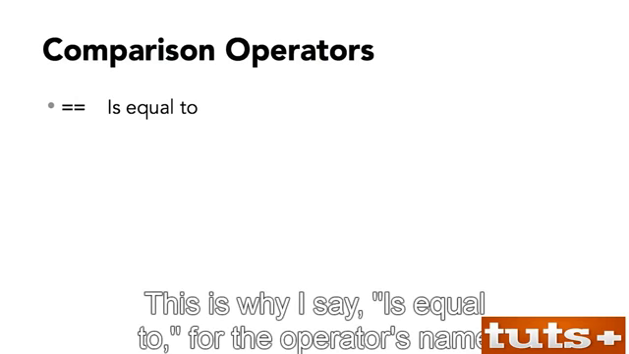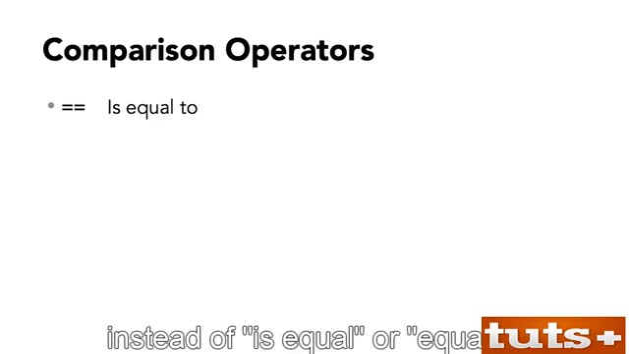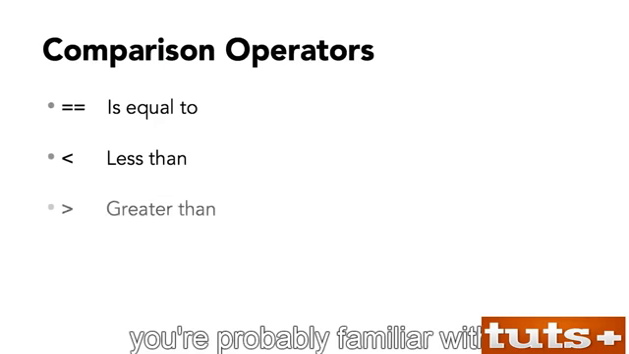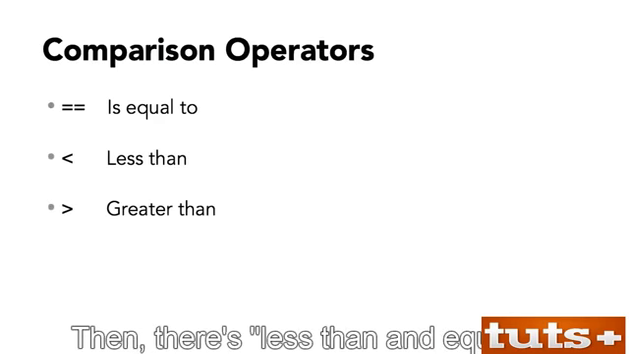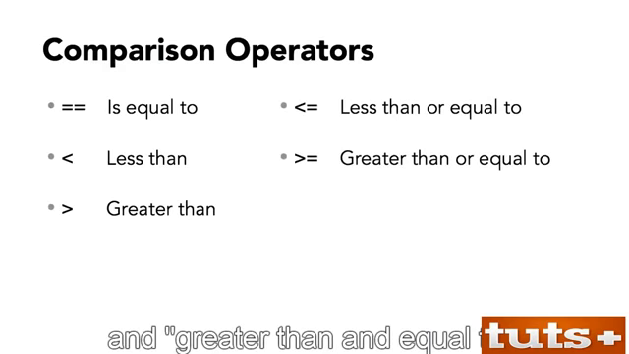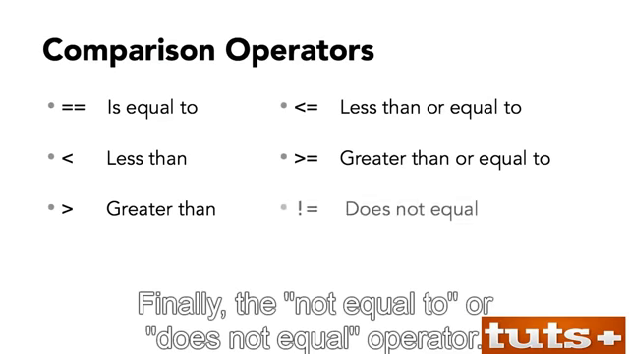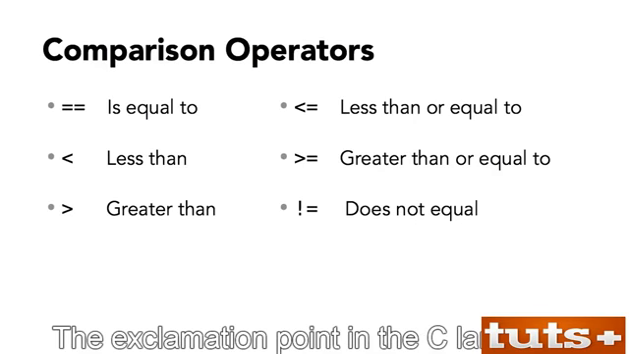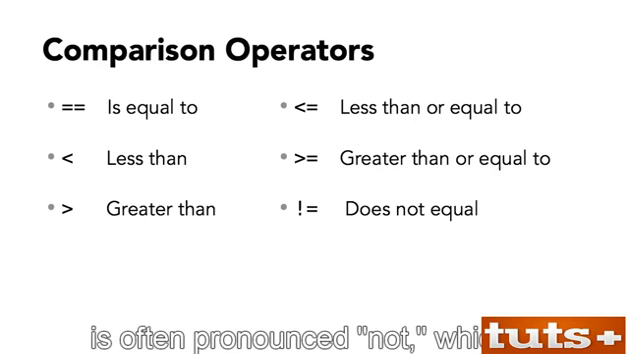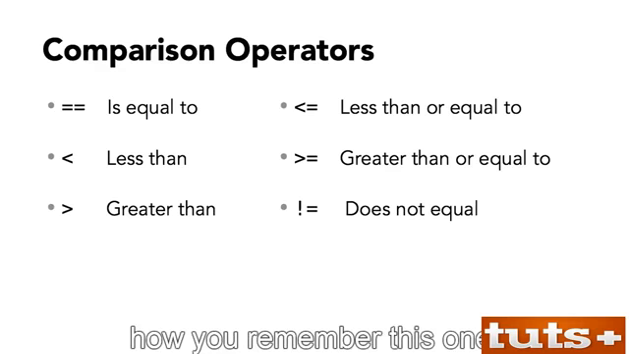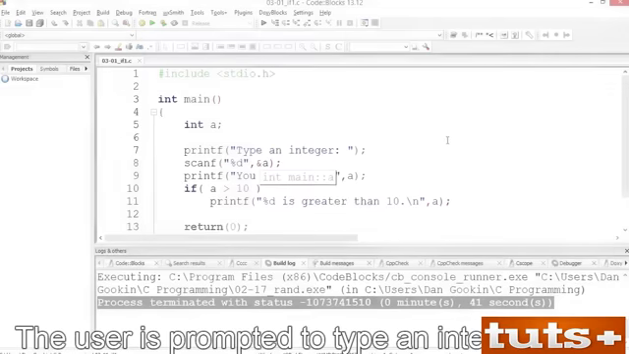Less than and greater than you're probably familiar with. Then there's less than and equal to and greater than and equal to. Finally, the not equal to or does not equal operator. The exclamation point in the C language is often pronounced not, which is how you remember this one. The user is prompted to type an integer value. The value is displayed in line 9.